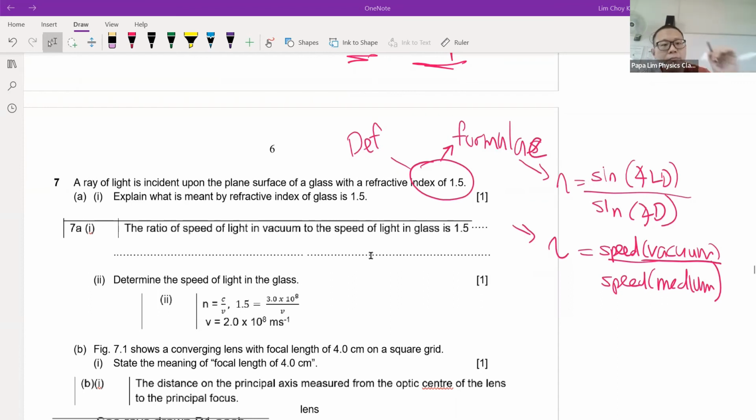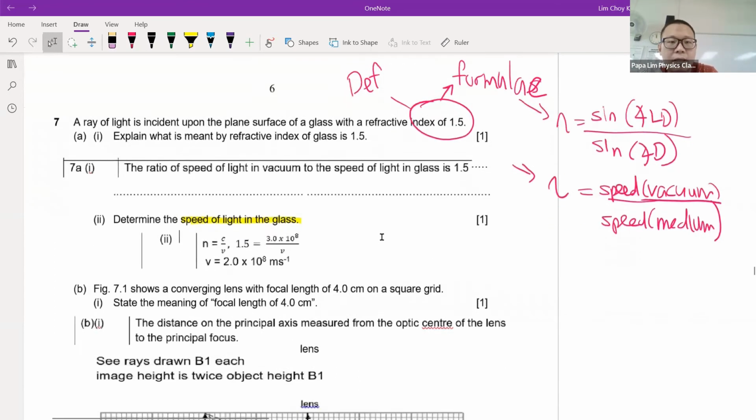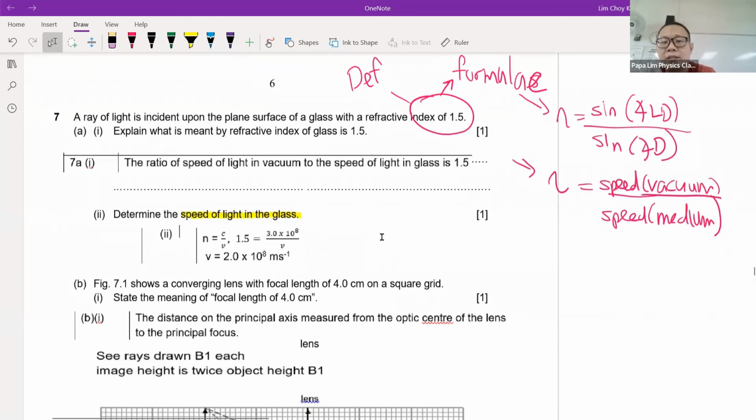And true enough, the question at part B asks for the speed of light in the glass. Given that the refractive index is 1.5, the speed of light in vacuum is one of the constants that we expect students to remember. There are two constants that we expect students to know.